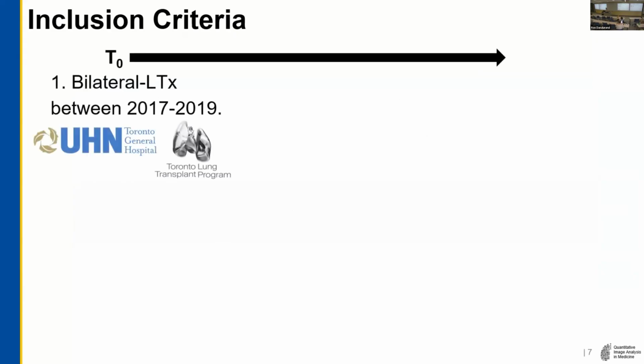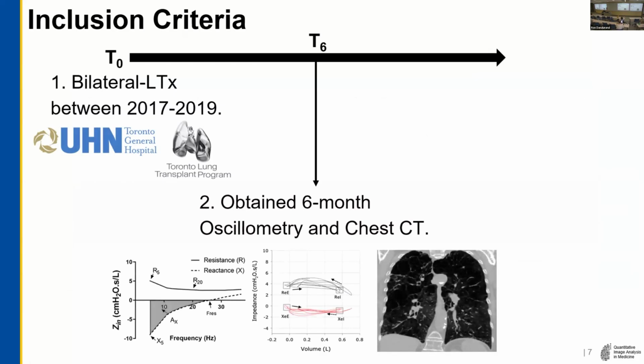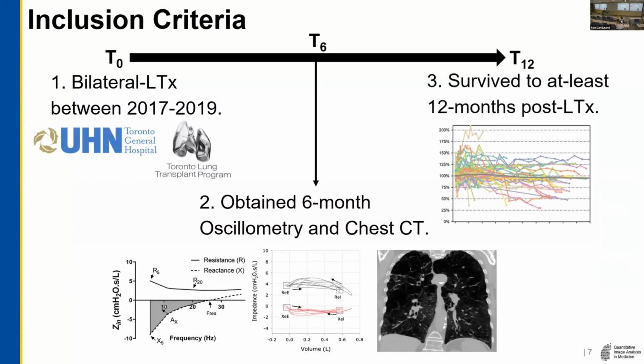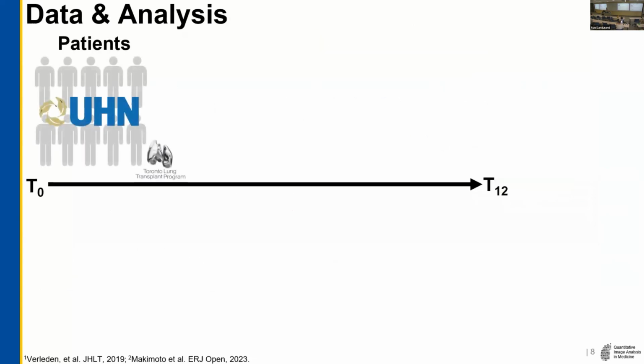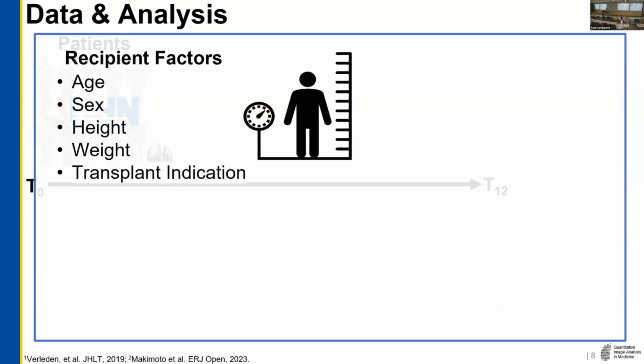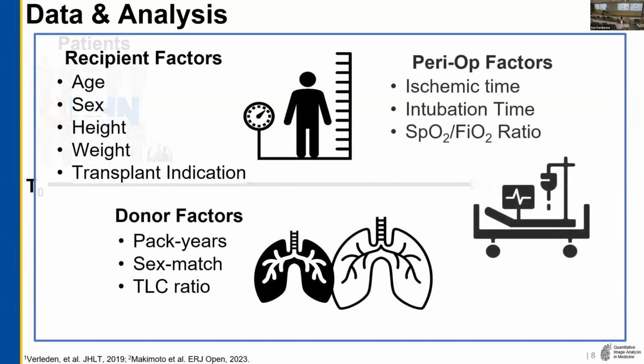To do this, Dr. Chow's group partnered with us, and we investigated bilateral lung transplant recipients from Toronto General Hospital under the lung transplant program who received 6-month oscillometry and CT post-operation and had to have survived to at least 12 months, because we needed to retroactively go back and evaluate if they did or did not have BLAD. We analyzed the data from these patients and included the known clinical risk factors, like the recipient factors, the donor factors, and the perioperative factors, all guided by literature.